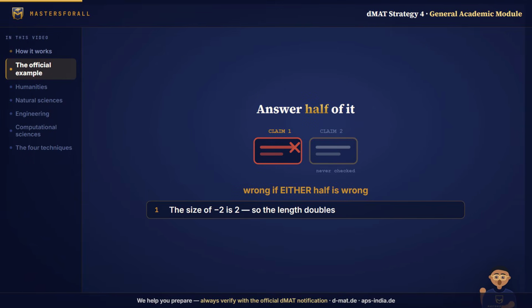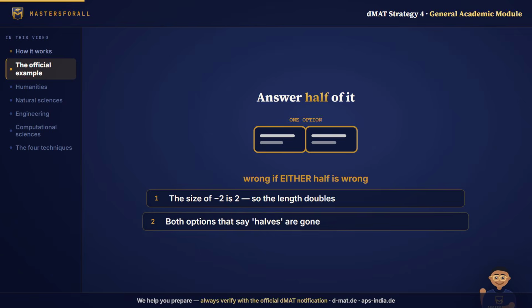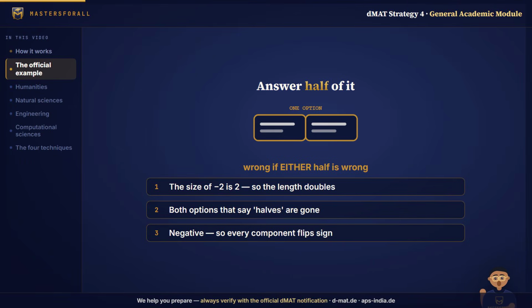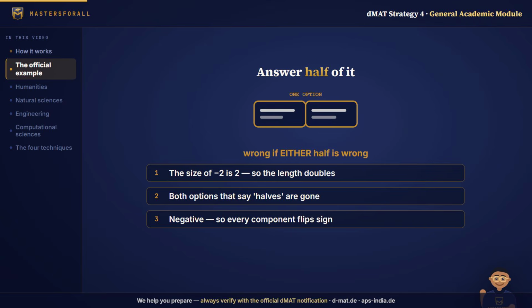The length. The text says a scalar multiplies every component and a scalar greater than 1 stretches the vector. The size of -2 is 2, so the length doubles. Both options that say halves are gone. 2 dead on 1 decision. Now the direction, and now it is a choice between 2. -2 is negative, so every component flips sign and the arrow turns around. Doubles and reverses. The official answer is C.